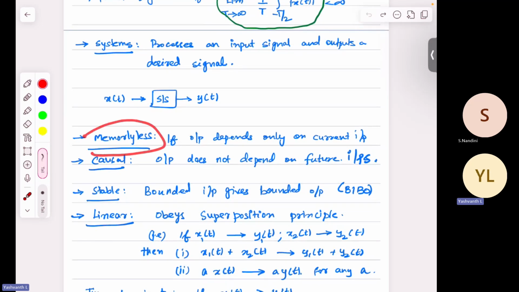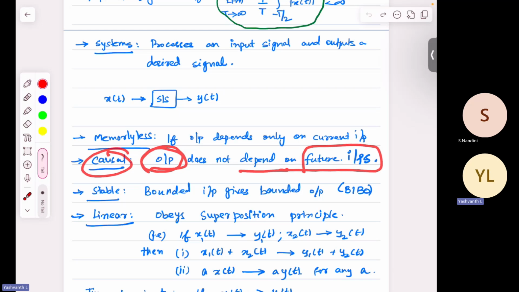So what is a memoryless system? A memoryless system is a system where the output depends only on the current input. It doesn't depend on past input or future input. Such a system is called a memoryless system. Causal system. What is a causal system? For a causal system, the output will not depend on the future input. That is, it will only depend on the current input or the past input. You are allowed for the output to depend on past and present input, but not on future input. Such a system is called a causal system.